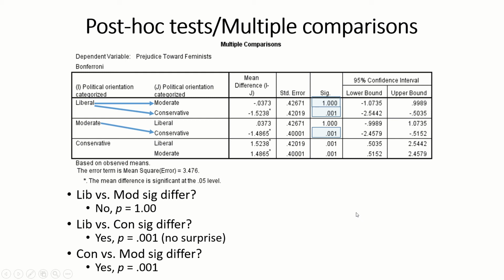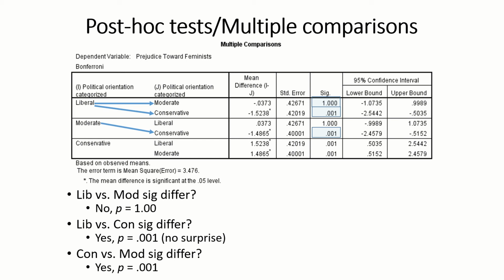Right, so that's it for the post-hoc table and interpreting which groups significantly differ. Here, liberals and moderates do not significantly differ, but conservatives are reporting significantly more prejudice compared to both liberals and moderates. But just because we have a significant difference, significance does not equal importance. And so we have to calculate the Cohen's d values for each of these mean comparisons.